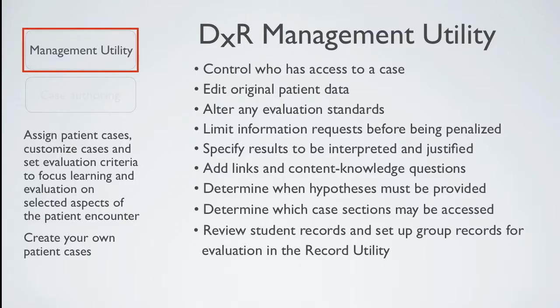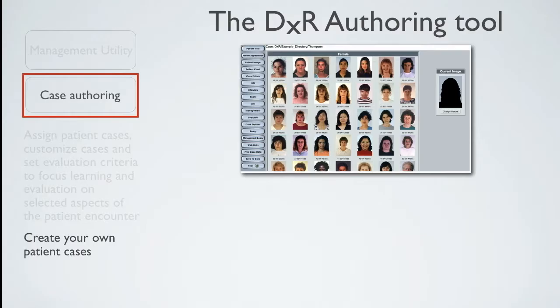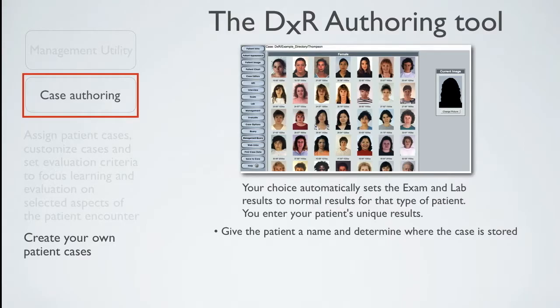You may want to create your own original DxR Clinician cases. This option is available with the DxR authoring tool. You give the patient a name, determine where the case will be stored. Your choice automatically adjusts the exam and lab results to reflect normal results for that type of patient, so you need enter only your patient's unique results.